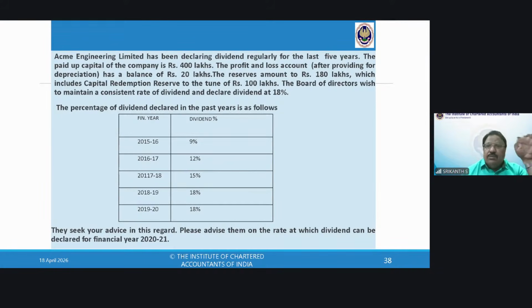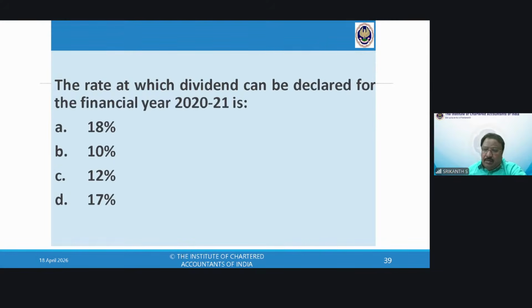The board of directors wish to maintain a constant rate of dividend and declare dividend at 18% because they've been doing it for the last 2 years at least, 18-19 and 19-20. They've been paying 18%. They want to pay the same amount. Can they do so? If not, what is the rate they can declare? The minimum rate, maximum rate that they can declare.